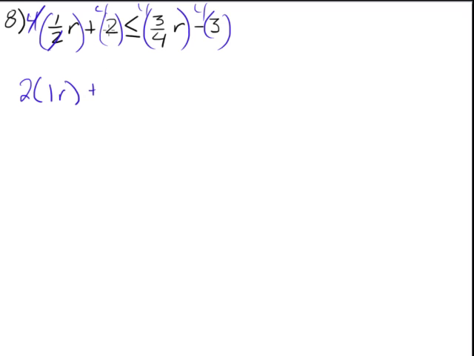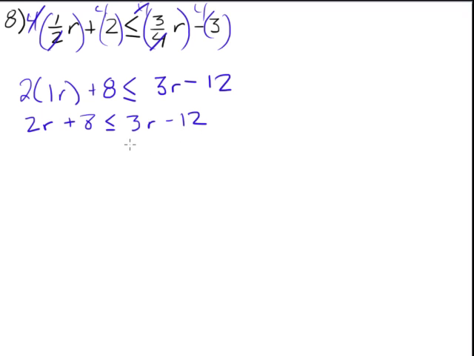Add 4 times 2, 8, less than or equal to. This 4 cancels out, then I'm just left with 3r, minus 4 times 3, that's 12. Clean this up here: 2r, add 8, less than or equal to 3r minus 12. Letters on the left, minus 3r cancels out, that's just negative r.